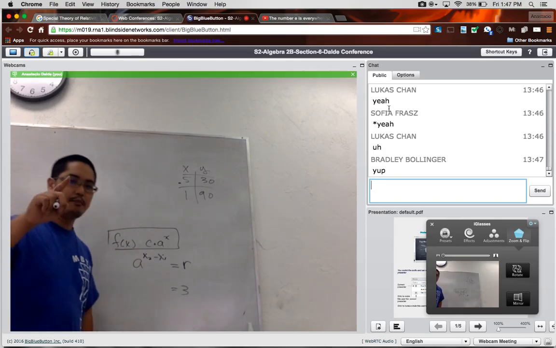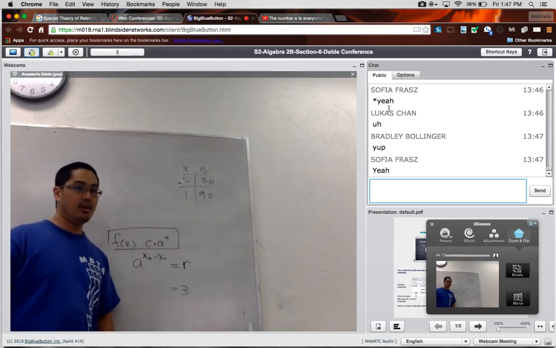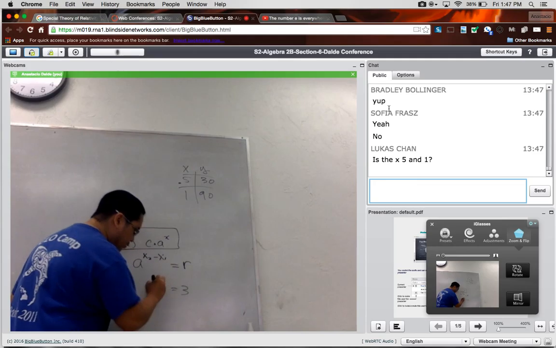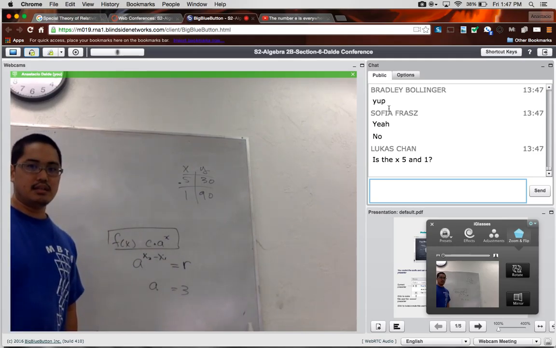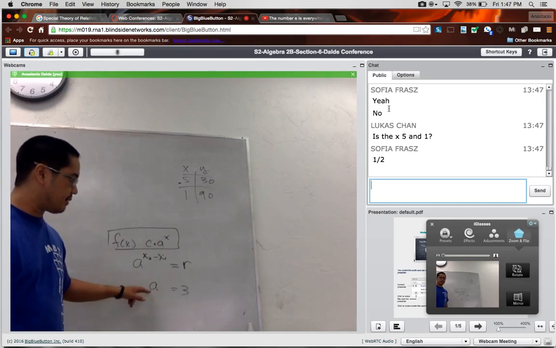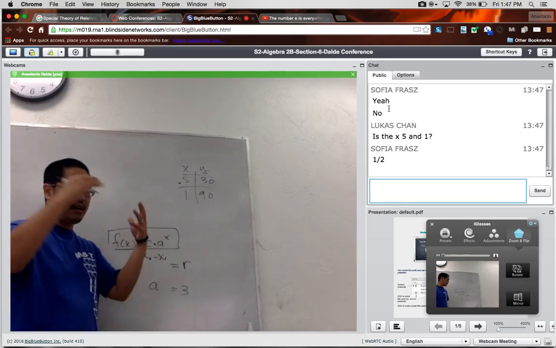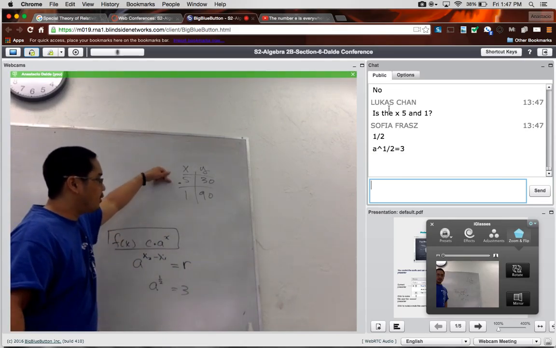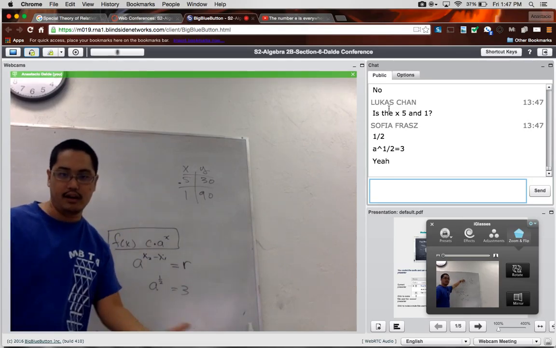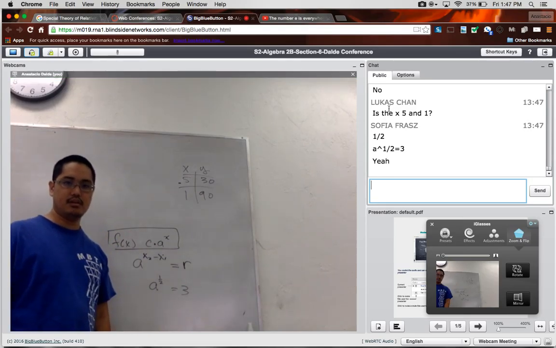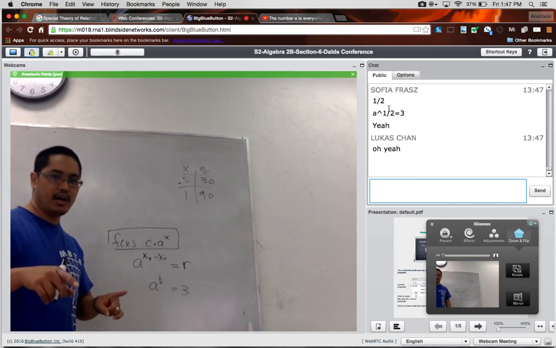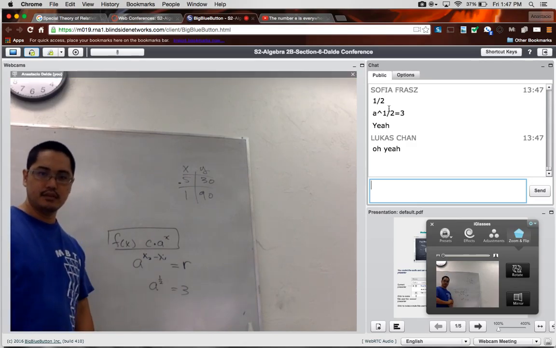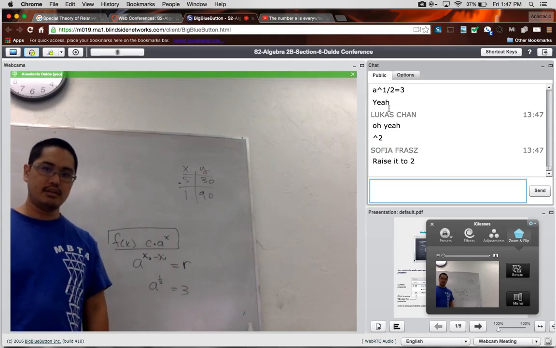All right. Are these consecutive? No, they're not. So I have to play this trick where I say, A to the some power is equal to 3. And that power is 1/2, right? Because 1 minus 0.5 is 0.5, or 1/2. We cool? All right. How do I get rid of that 1/2? You square it. Very good.